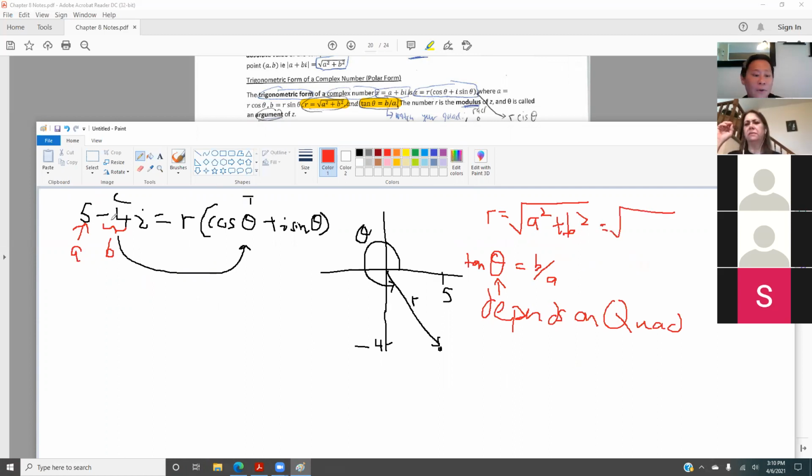In order for us to change this into the trigonometric form, 5 squared is 25. And B is 4, 4 squared is 16. So 25 plus 16 is the square root of 41. And then to find your theta, I just move my arctan over there. So it's B, which is negative 4 over 5, and you do the arctan of it.